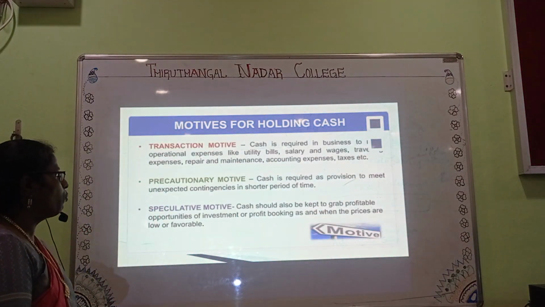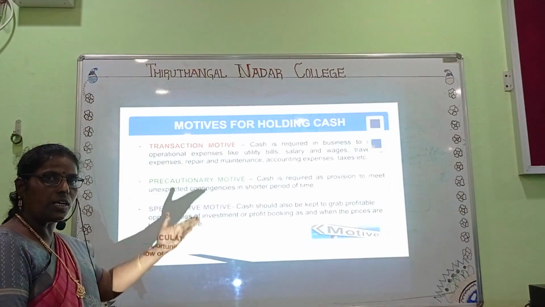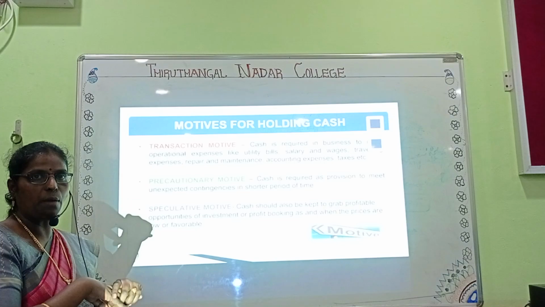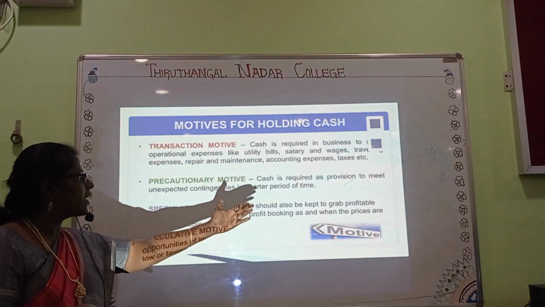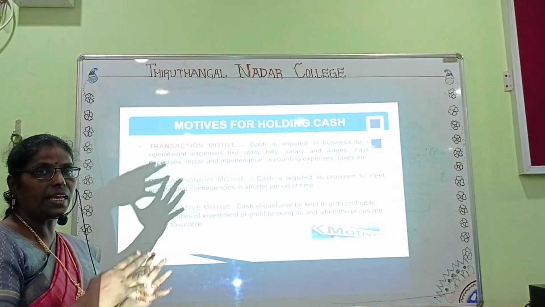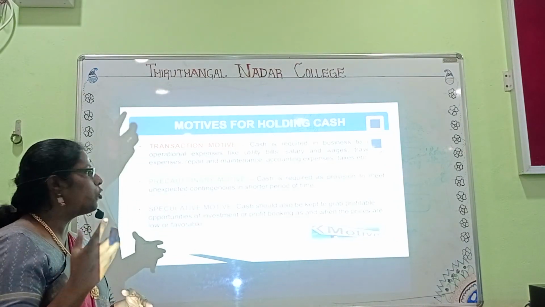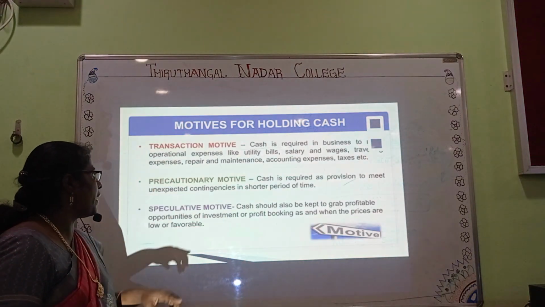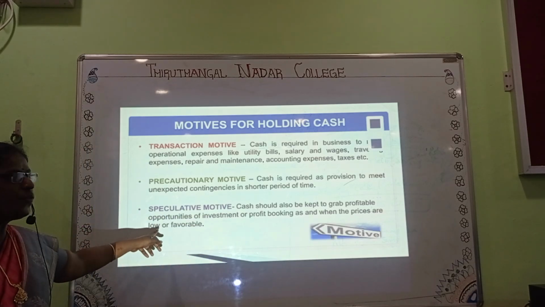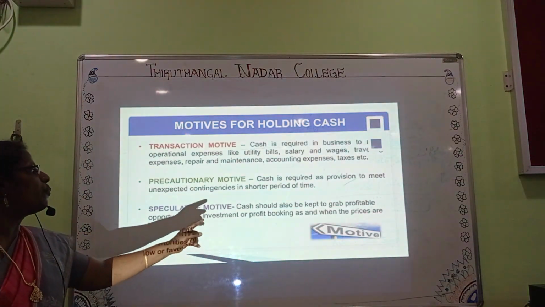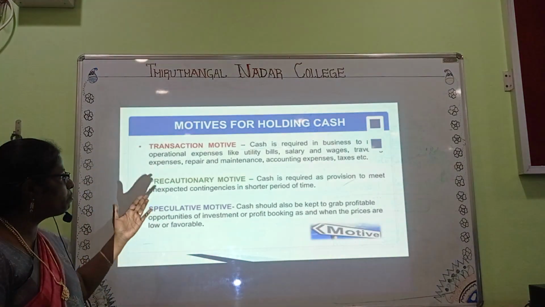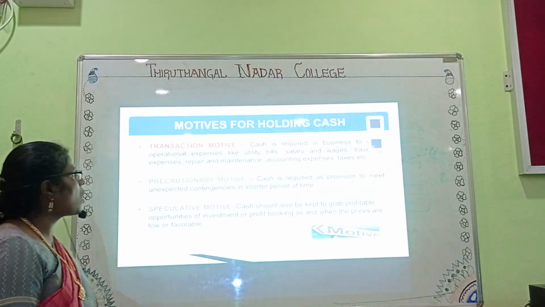Next one, precautionary motive. You know very well what is precaution. We take some actions before something happens. That is called precaution. Cash is required as provision to meet unexpected contingencies in the business. You cannot expect anything. Anything can happen anytime. So you have to hold cash for precaution. Next one, speculative motive. Cash should also be kept to grab profitable opportunities of investment or profit booking as and when the prices are low or favorable. Okay. These are the motives behind holding cash in the business organization.